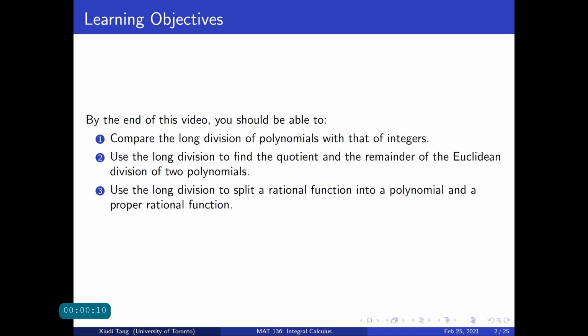By the end of this video, you should be able to compare the long division of polynomials with that of integers, use the long division to find the quotient and the remainder of the Euclidean division of two polynomials, and use the long division to split a rational function into a polynomial and a proper rational function.